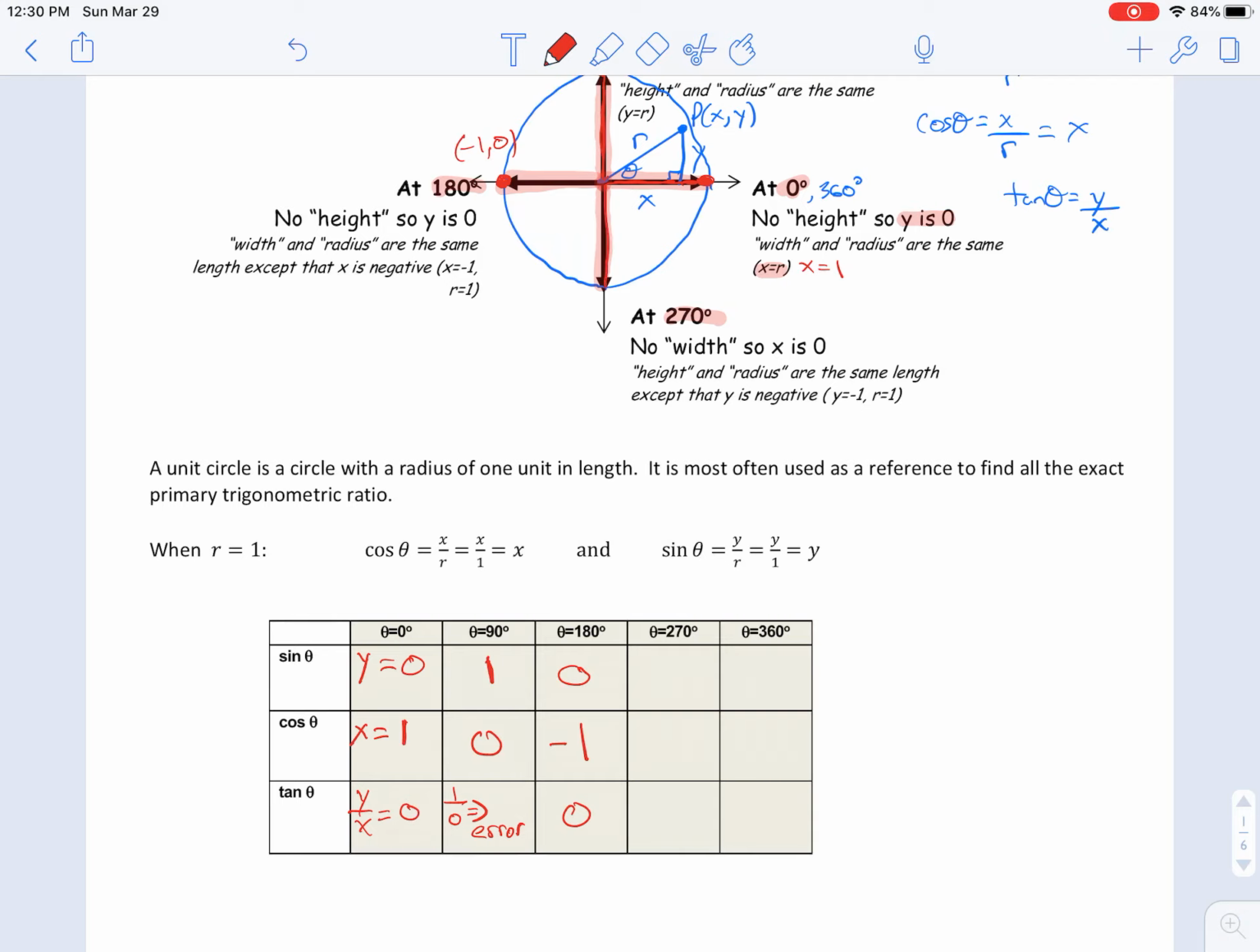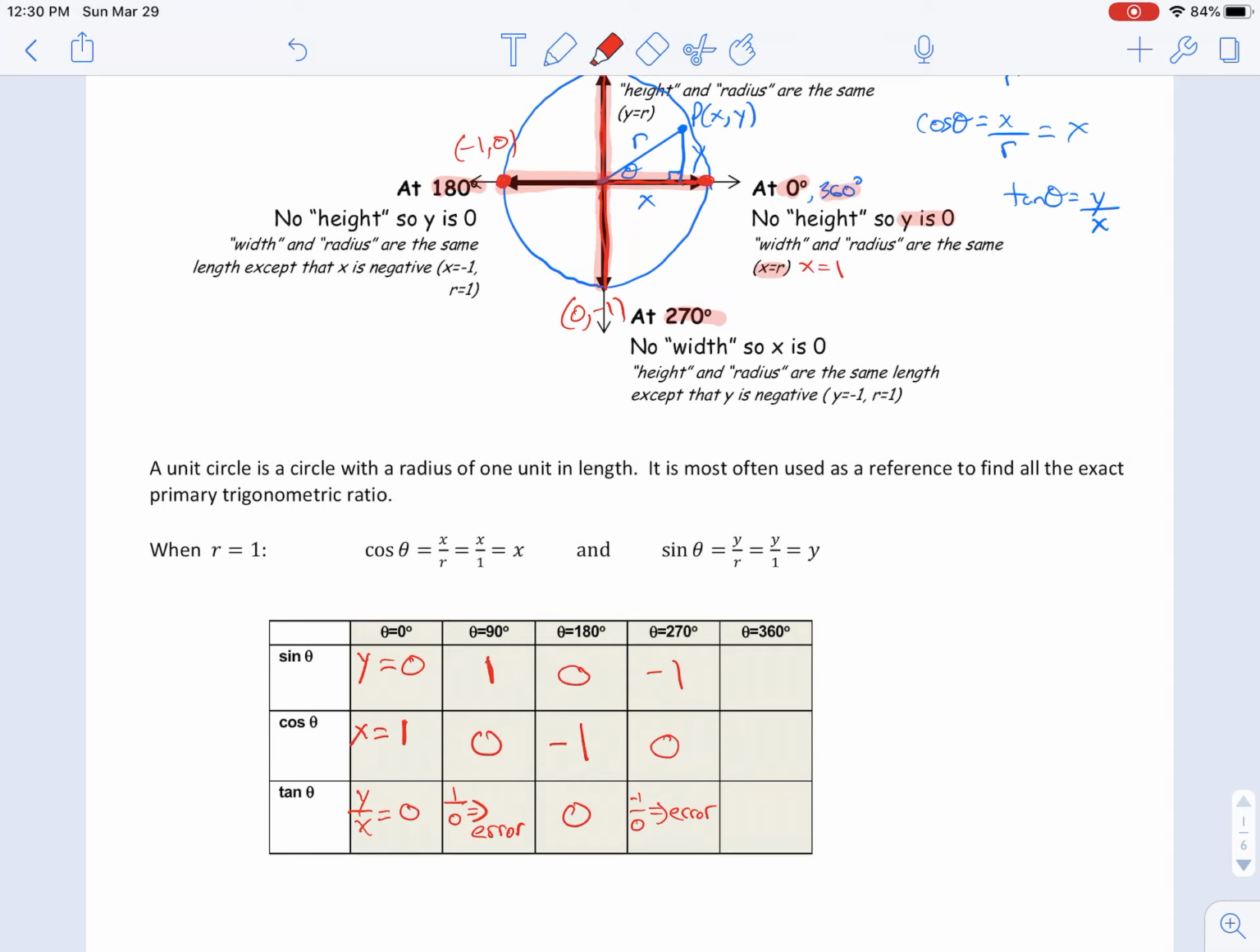If we go down to 270, and you can try to figure this out yourself, this is going to be the point 0 for x and -1 for y, because we've now gone to the negatives for the vertical. So now sine of 270, which is sine of y, is -1. Cosine of 270 is going to be 0. And then we get something similar here where we have -1 over 0, which again produces an error. So there is no value for tangent of 270.